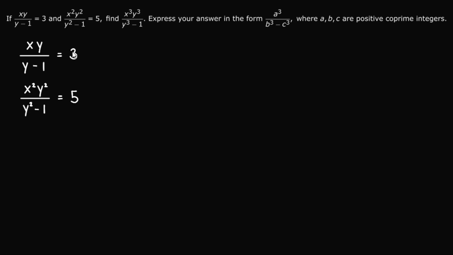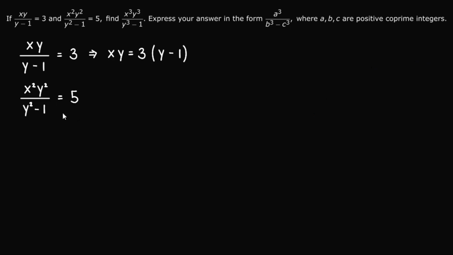In here, take note that this first one can be written as xy equals 3 times y minus 1 by simply multiplying y minus 1 both sides. Take note that we can do that since y minus 1 out here cannot be equal to 0. Since if it is equal to 0, then this denominator will be equal to 0, so this whole would be undefined, and we know that to be not true.